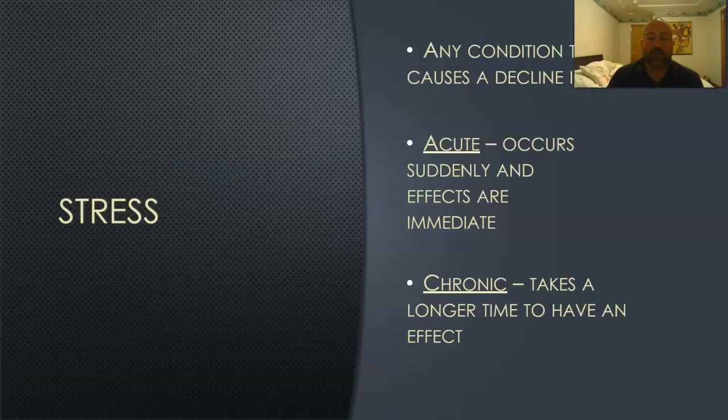But if we're going to talk about disorders, we really have to understand the idea of stress. And when we're talking about stress, we're talking about any condition that can cause a decline in the health of the tree. And so there's going to be two types of stress. There's going to be acute stress, which is going to occur suddenly and the effects are immediate. And then we've got chronic, which is not going to occur suddenly. It's going to take a longer time to have an effect, and the effects are not going to be immediate, and they're not going to be obvious. And this gets back to the beginning where we started, where it's the combination of factors. With chronic stress, it may be really hard to figure out what caused the problem in the first place, because there's going to be so many different things that happen to this tree that we're not even going to be sure how to get back to the starting point.